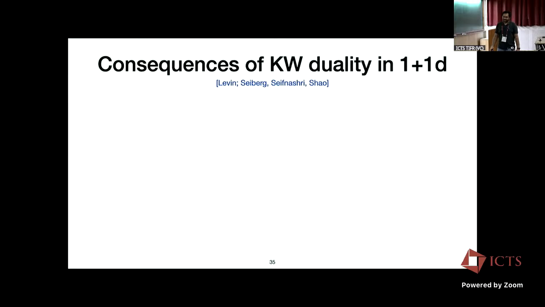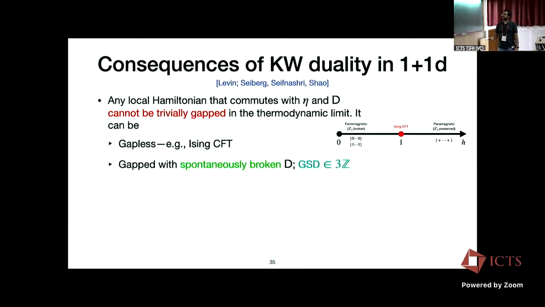Okay, so in 1+1D, this statement is true. When you have Kramers-Wannier duality symmetry, it's not compatible with a trivially gapped phase. So the possibilities are either gapless, which is realized in the second order transition in the Ising model, or gapped with spontaneously broken duality symmetry. And in this particular case, the ground state degeneracy is always a multiple of 3. With this eta, you mean? Yeah, without eta, Kramers-Wannier cannot exist.